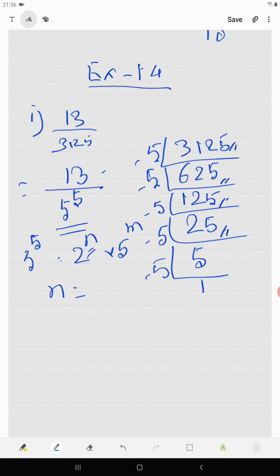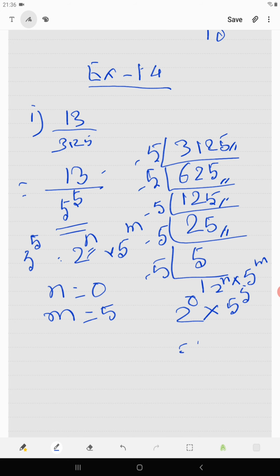Here n is 0, m is 5. Why? Check it. I will put in the expression 2 to the power n into 5 to the power m, n as 0 and m as 5. So 2 to the power 0 is 1, into 5 to the power 5. So anything multiplied with 1.